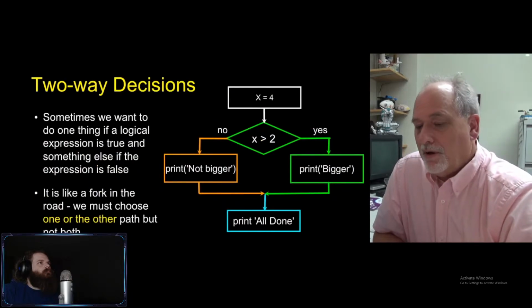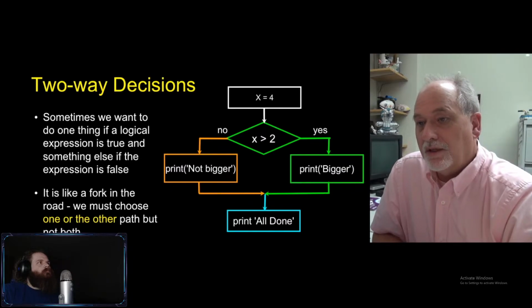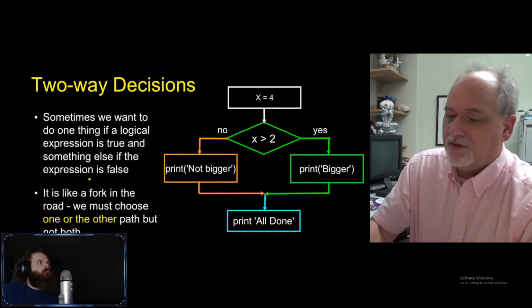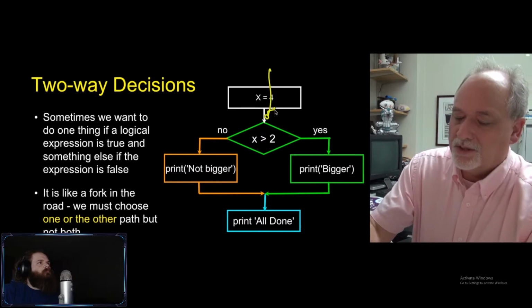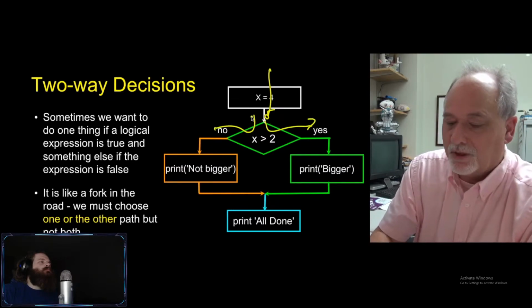So one form of that's a 1-branch if that we just saw, but then you can also have what's called a 2-branch if. And the basic idea of a 2-branch if is that you're going to come in, you're going to ask a question, and you're going to go one direction if it's yes, and another direction if it's no. We call this an if then else. It's kind of like a fork in the road.